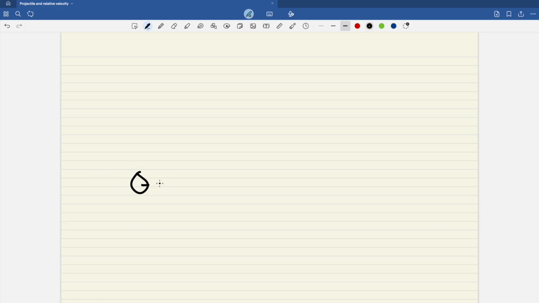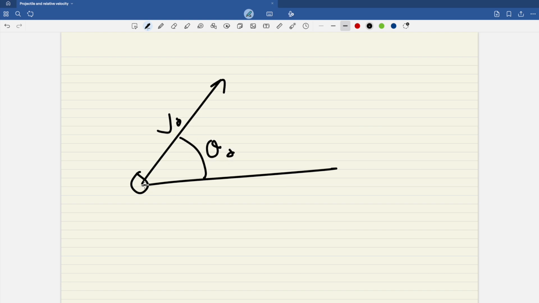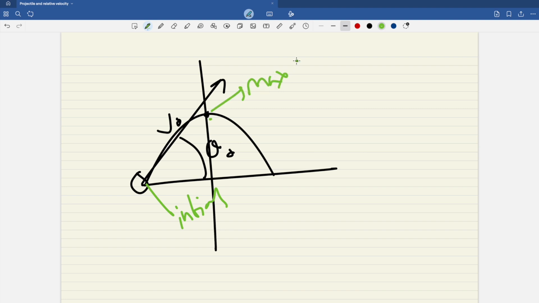Now, if I draw the same picture and the same curve, our target is to get the information at the three major points. At three major points, we have to get the information. This is the initial, the first point. This is the maximum point. And this is the final point.